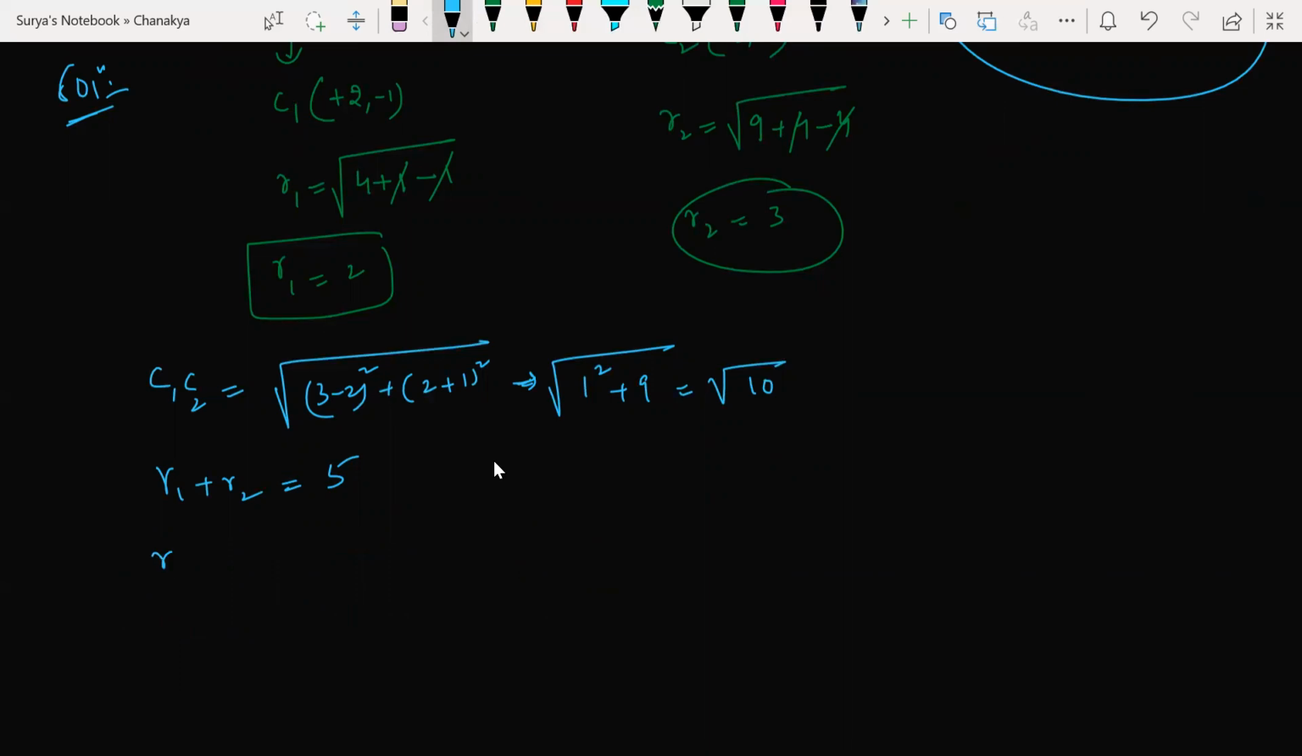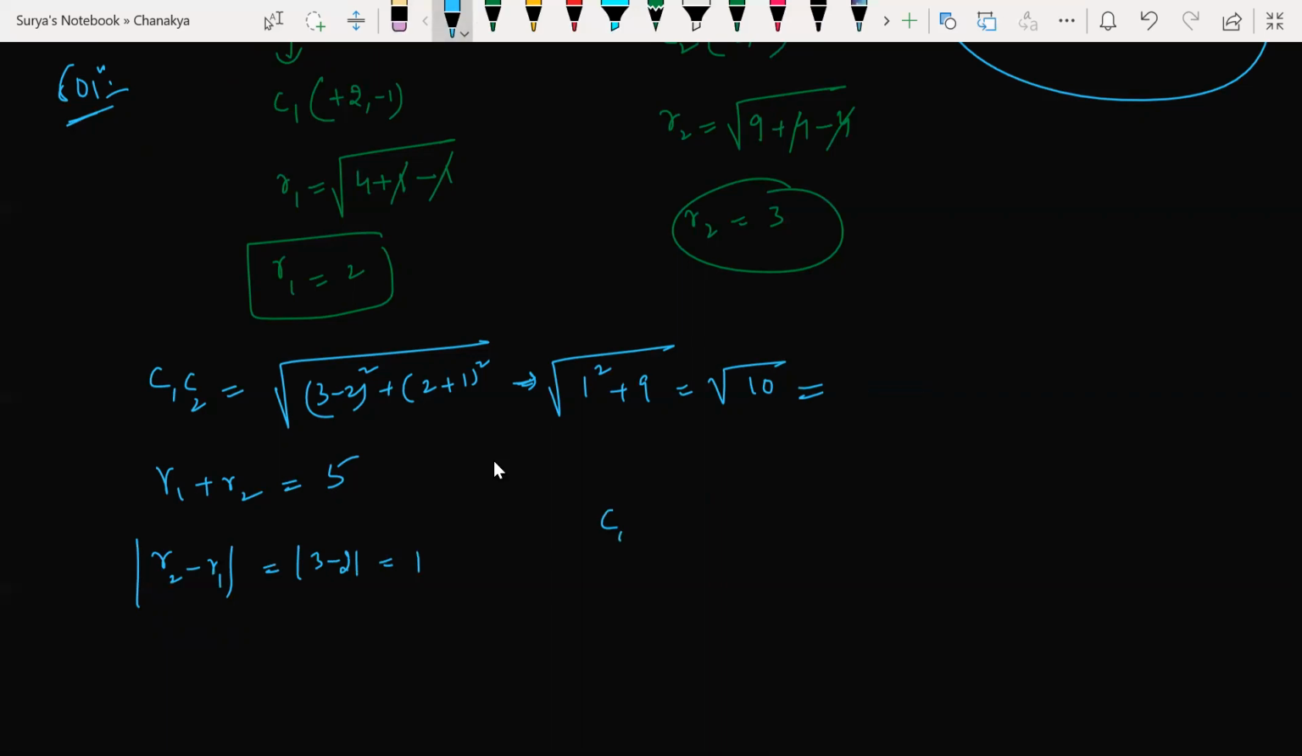Okay, let me do R2 minus R1. What would you get? 3 minus 2, which gives you 1. Now which condition is satisfying here? Tell me. Here which condition is satisfying? Of course, C1. Root 10 value will be what? Root 10 value will be 3 point something. Am I correct? 3 point something.